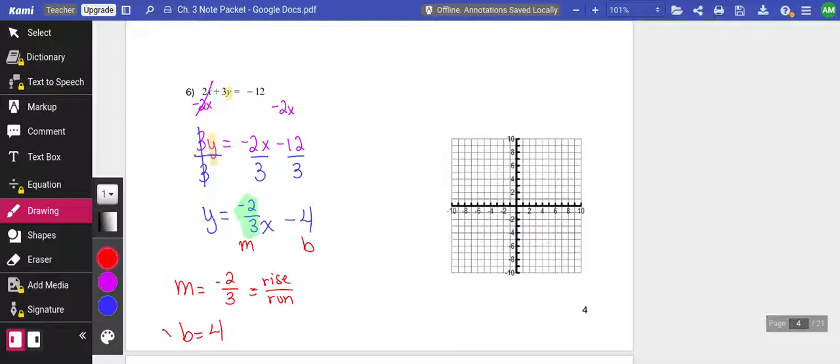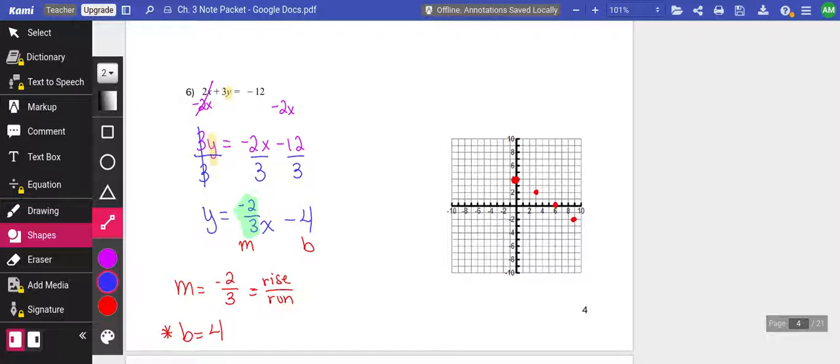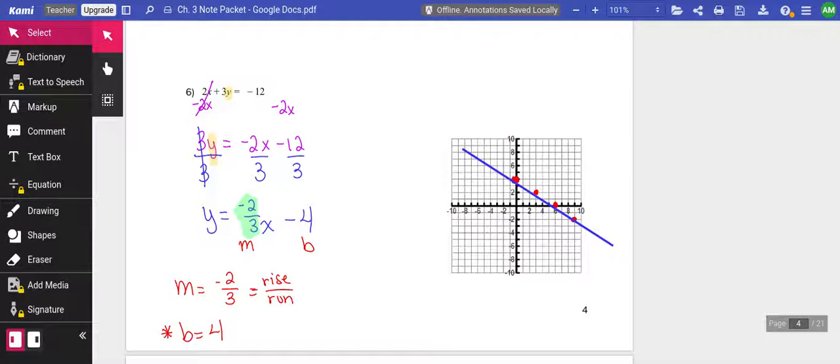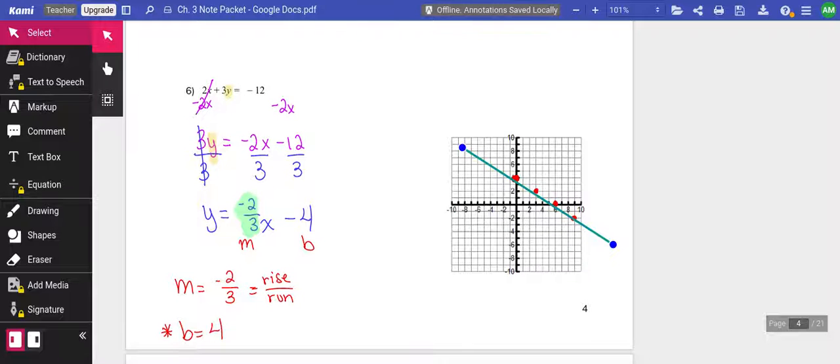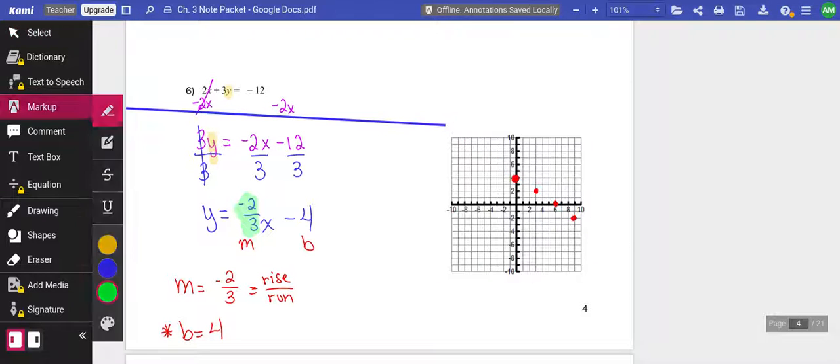So I'm going to begin at 4 on my y-axis, and I'm going to move by going down 2 and to the right 3. Down 2, right 3. And again, we connect them with a line. Notice that my line also extends all the way off my graph, or it will in a second, once I fix it. Here we go. My line extends all the way off my graph.